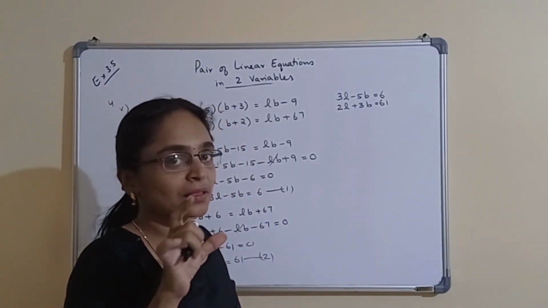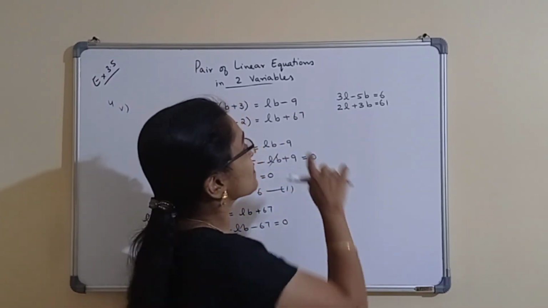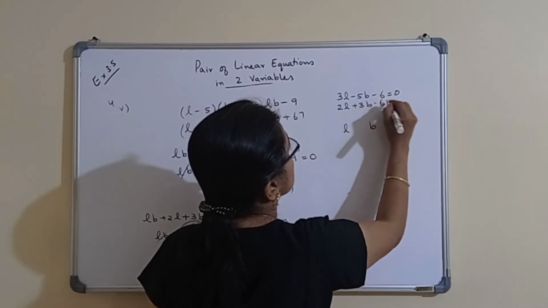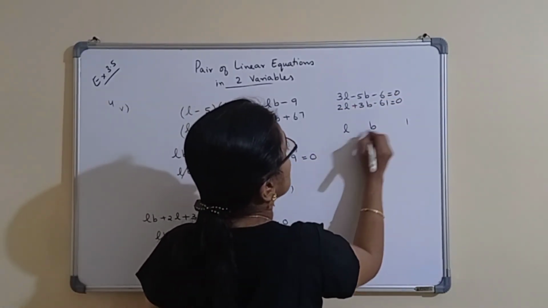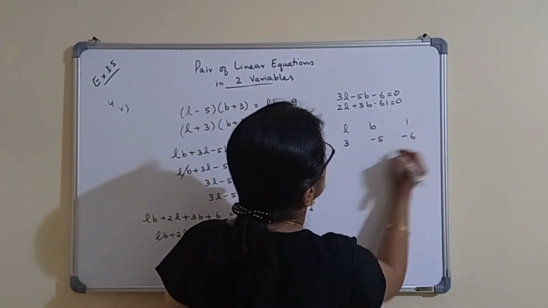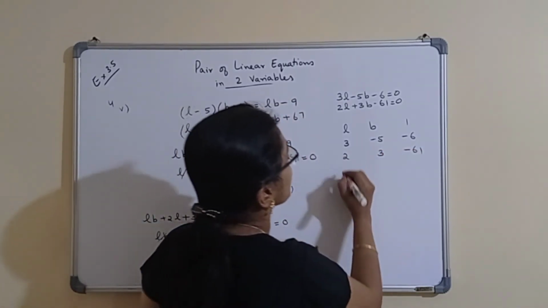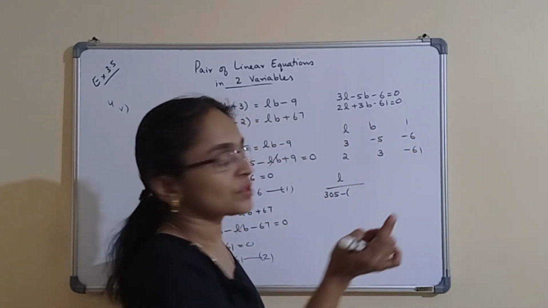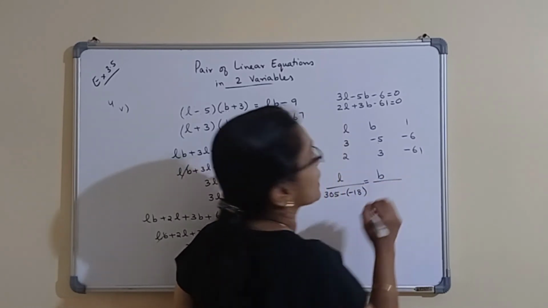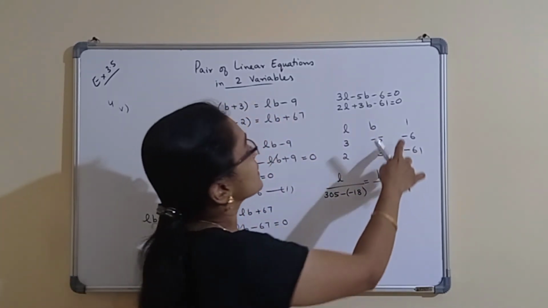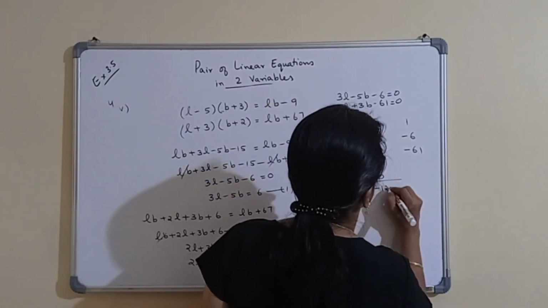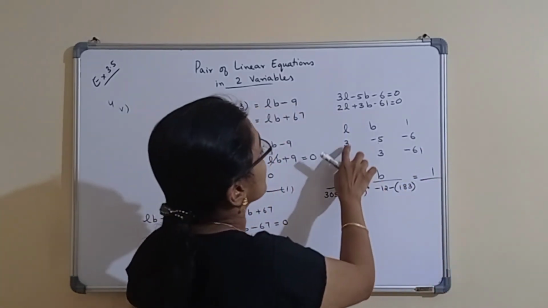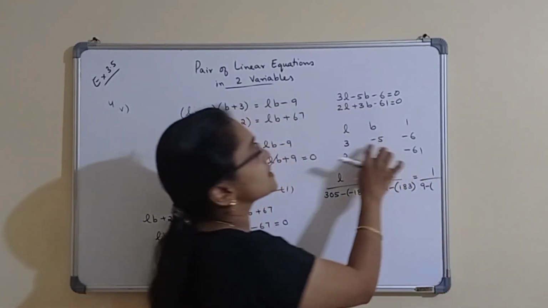Now we can solve this by any of the algebraic methods. So let us solve it by the cross multiplication method. So we have L, B, 1, and we take this as minus 6 equal to 0. For cross multiplication, we have to do it like that. So L, B, 1, and then 3, minus 5, minus 6, 2, 3, and minus 61. Now, L by minus 5 into minus 61 is plus 305, minus of minus 6 into 3 is minus 18, equal to B by, when we are taking this B, we should not take this column and take this in the reverse direction. So minus 6 into 2 is minus 12, minus 61 into 3 is minus 183, equal to 1 by 3 into 3 is 9 minus 5 into 2 is minus 10.